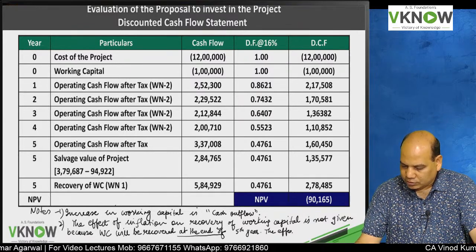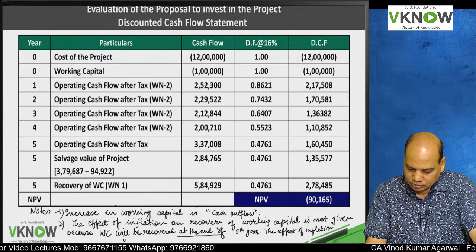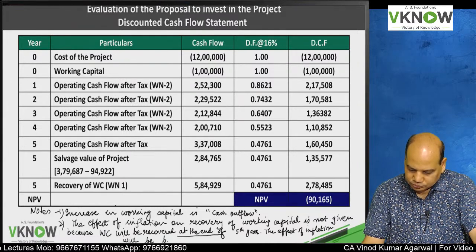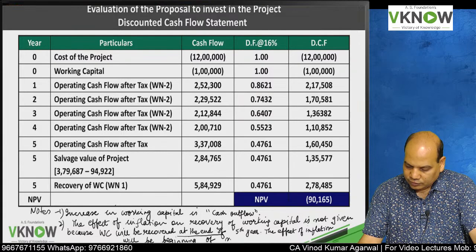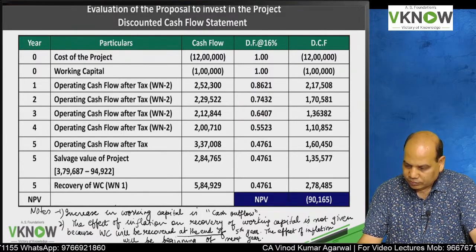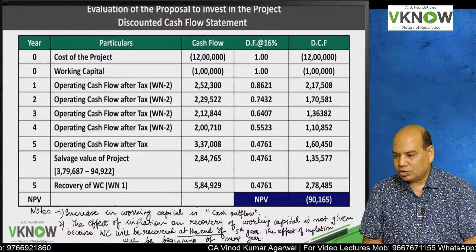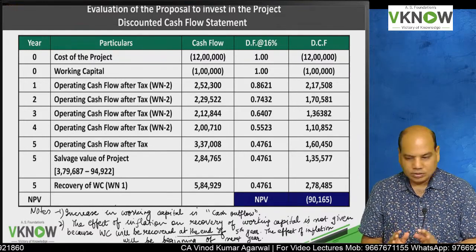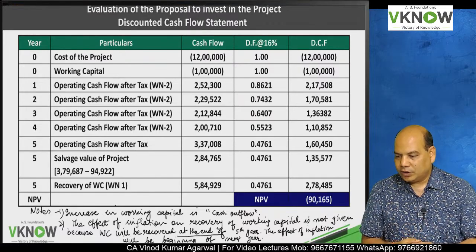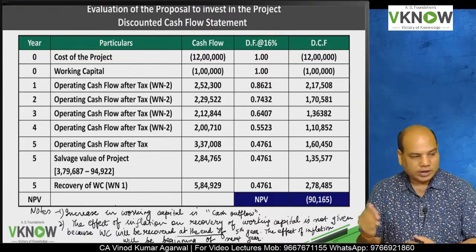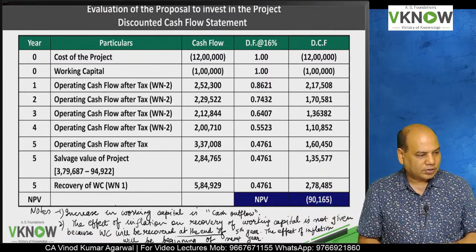The effect of inflation will be beginning of next year. I'll repeat if you can't read. Second point, the effect of inflation on recovery of working capital is not given because working capital will be recovered at the end of the 5th year. The effect of inflation will be beginning of the next year, means 6th year, but we don't have to go to 6th year. We have to go only up to 5 years. Okay.